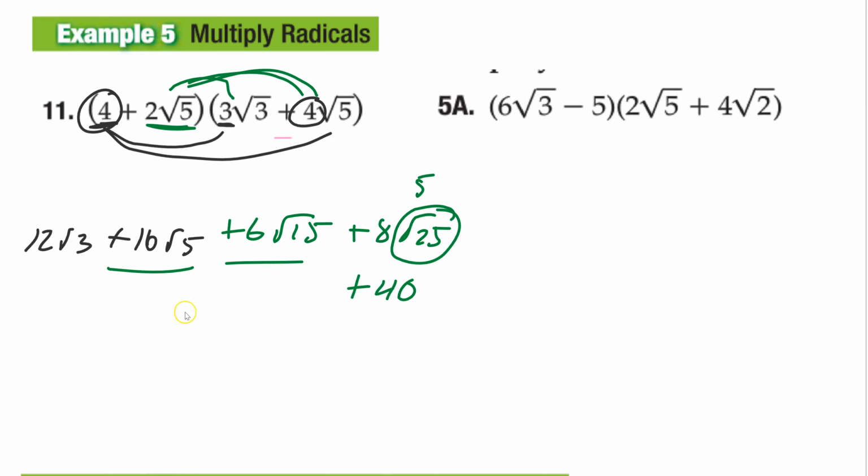I could add like terms right here, and I get 22 rad 5. And then 12 rad 3. And that's it. They're all different.